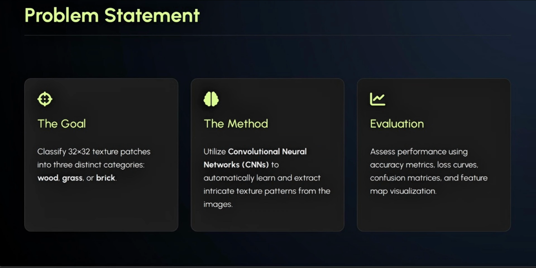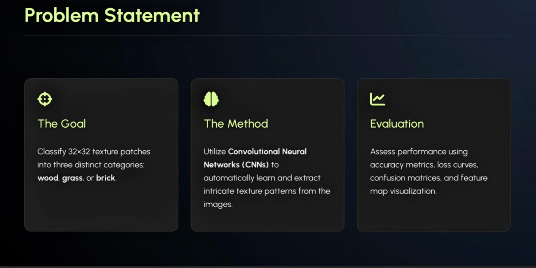The main goal of this project is to correctly classify 32 by 32 texture patches into one of the three categories: wood, grass, or brick. For the method, I used a convolutional neural network because CNNs are extremely effective at learning repeating local patterns and edges, which is exactly what defines a texture.